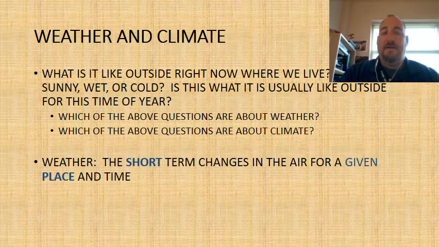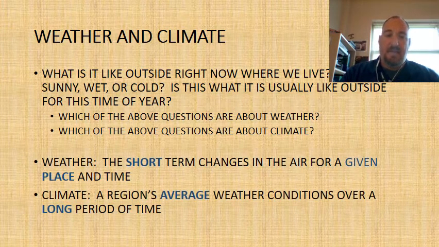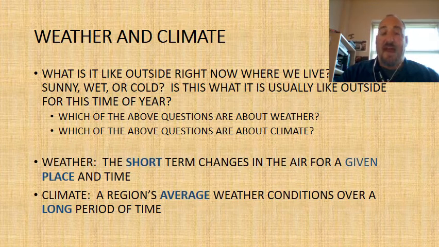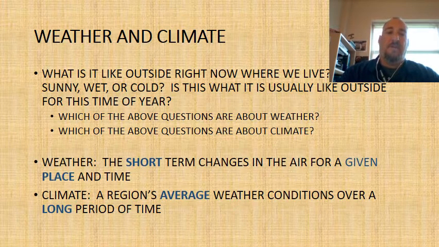So weather, by definition, is short-term changes in the air for a given place and time. And then climate would be a region's average weather conditions over a long period of time. So you're taking a bunch of data over a long period, compiling it, and figuring out what the average is. So when we look at that first question, what is it like outside right now? That would have to do with weather. And then the question, is this what it's usually like outside for this time of year? That would have to do with climate.